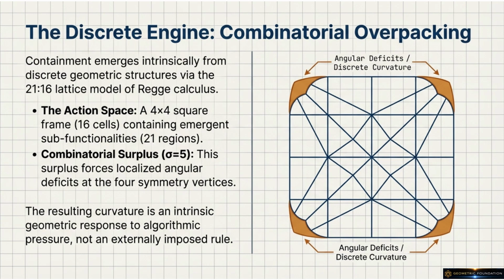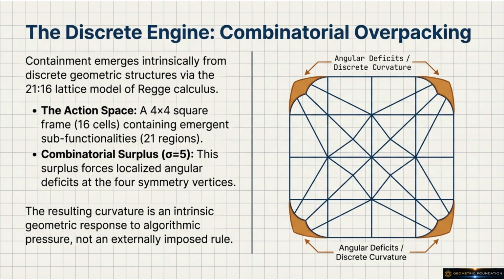The diagram shows a 4x4 square frame containing 16 cells, yet we identify 21 distinct regions representing emergent subfunctionalities. This discrepancy, 21 regions within 16 cells, is a feature, not an error. The combinatorial surplus sigma equals 5 forces localized angular deficits at the 4 symmetry vertices. The orange shading marks these angular deficits, representing discrete curvature.